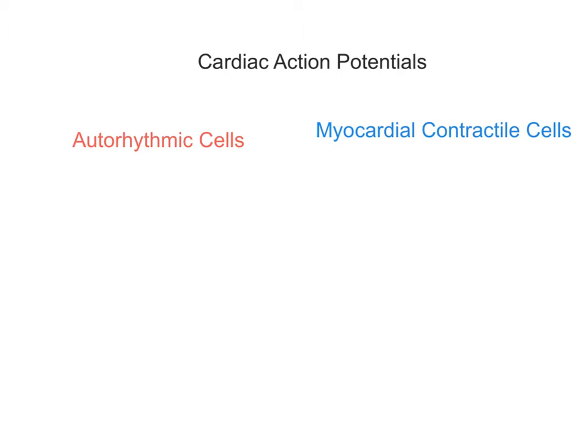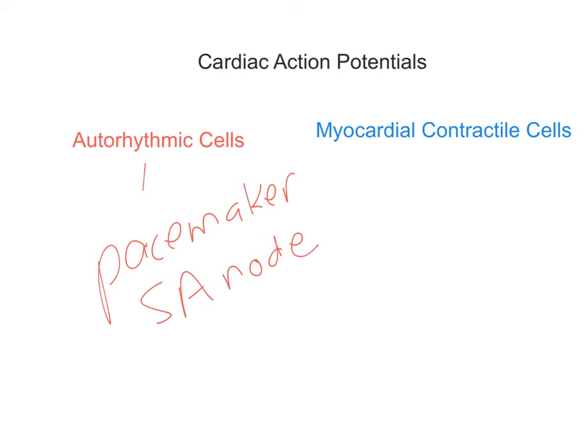The autorhythmic cells are also known as the pacemaker cells, and these are the cells found at the SA node that are responsible for regulating the heart rate. The myocardial contractile cells' action potentials lead to muscle contraction, so these underlie the mechanical events of the heart, the actual cardiac muscle contraction leading to systole in the atria and in the ventricle.